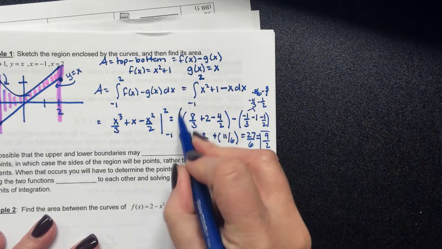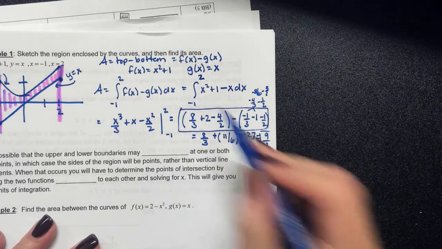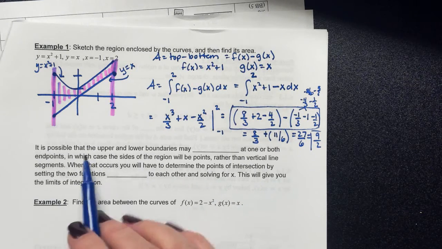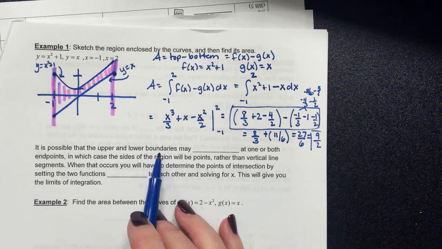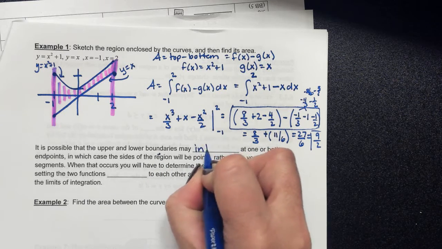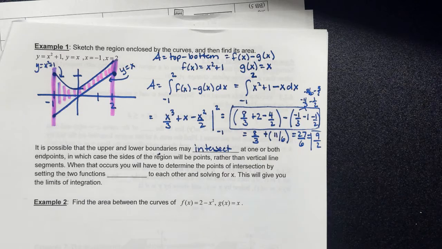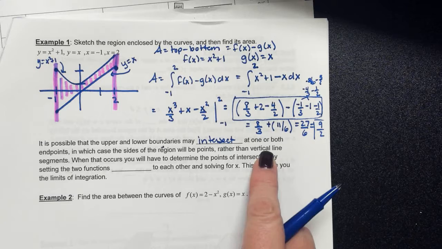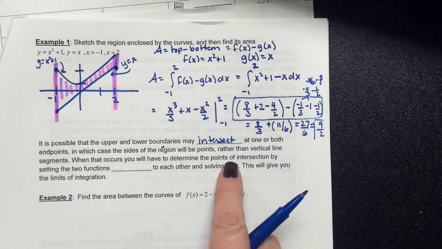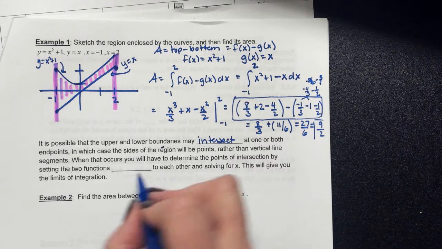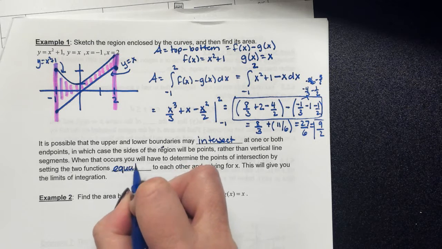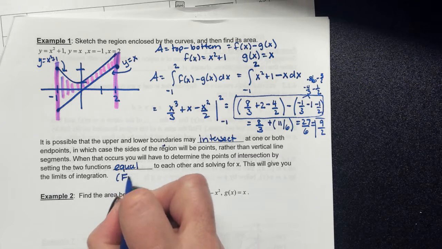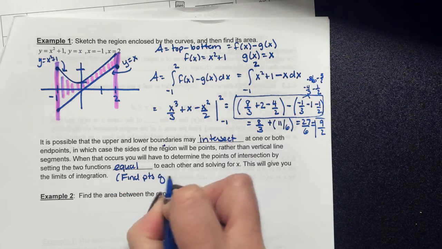Again, though, if it's a free response question, you can go ahead and leave it alone just like that. Like I said, it is possible that the upper and lower boundaries may intersect at one or both endpoints. In this case, the sides of the region will be points instead of vertical line segments. When that occurs, to determine your points of intersection, you have to set the two functions equal to each other and solve for x. This will give you the limits of integration. So again, you may have to find points of intersection.